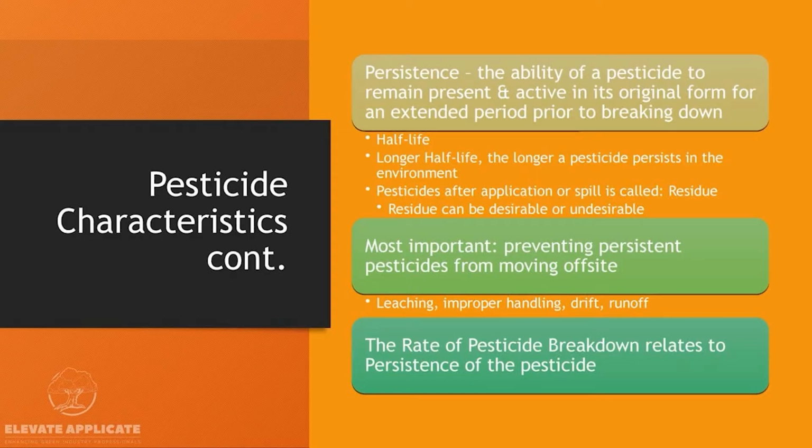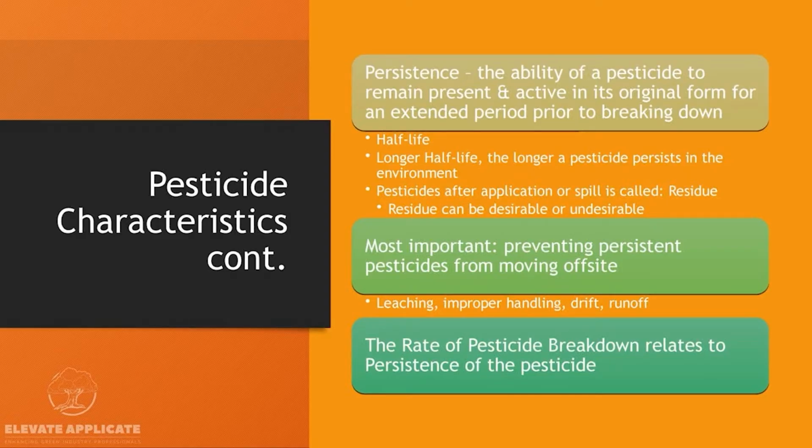So let's talk about the word persistence, okay? Persistence is the ability of a pesticide to remain present and active in its original form for an extended period of time prior to breaking down. And we generally refer to that as a half-life. So how long does it take the product to go to half strength within the environment? The longer the half-life, the longer the pesticide persists in the environment.